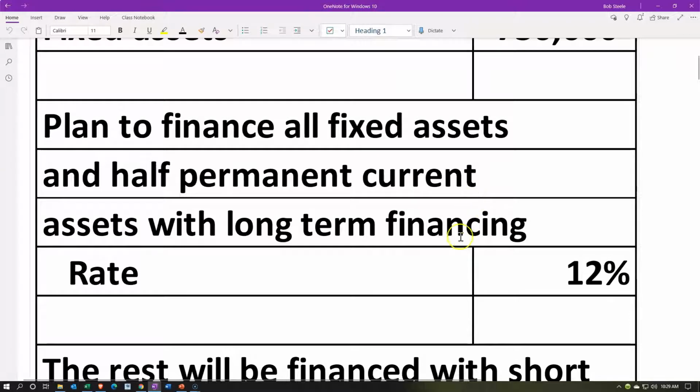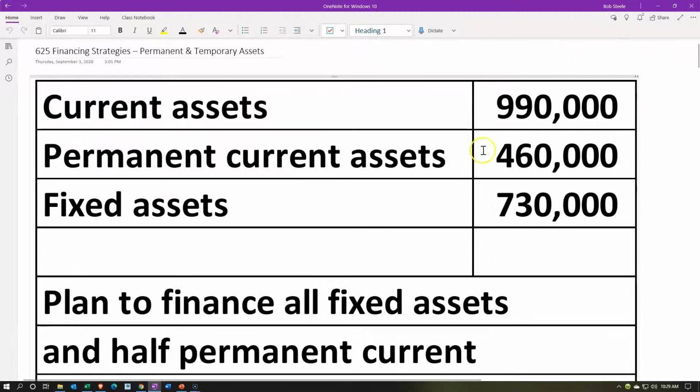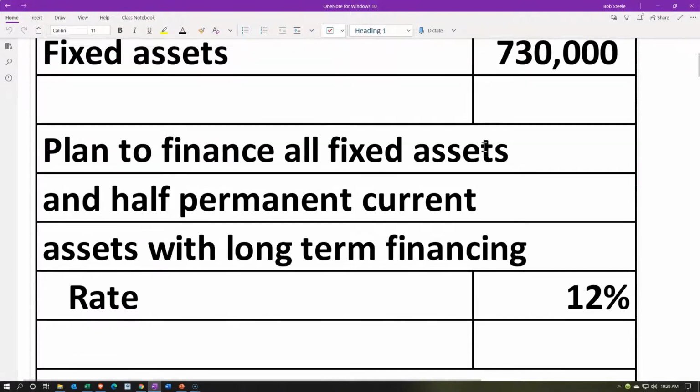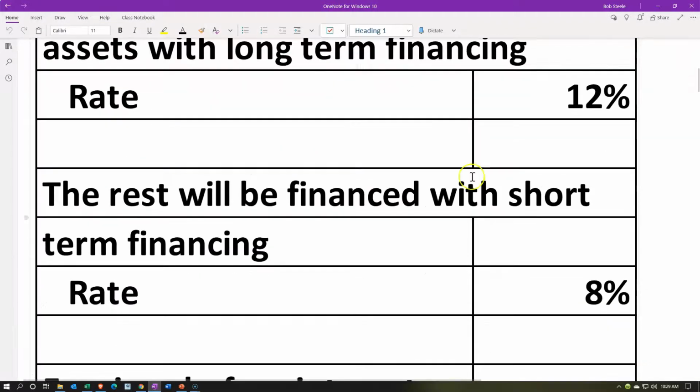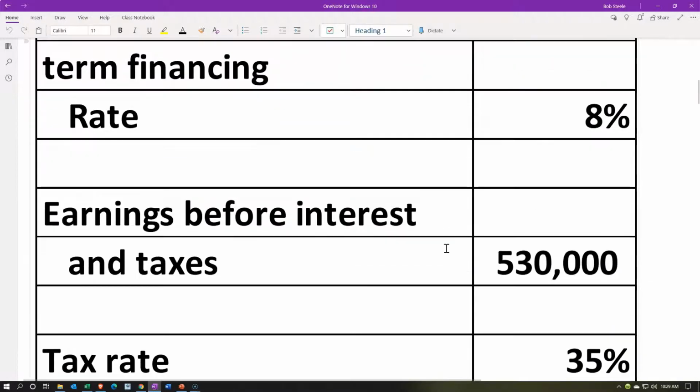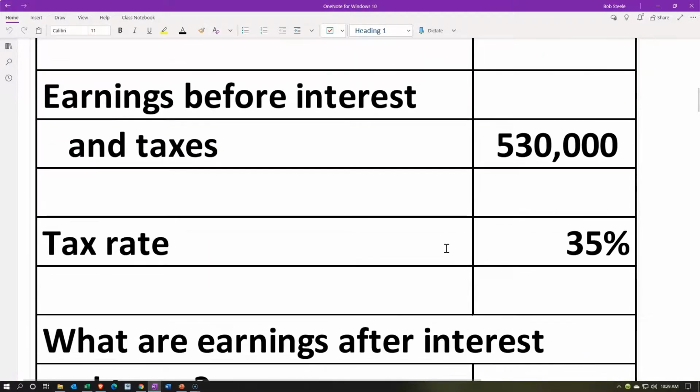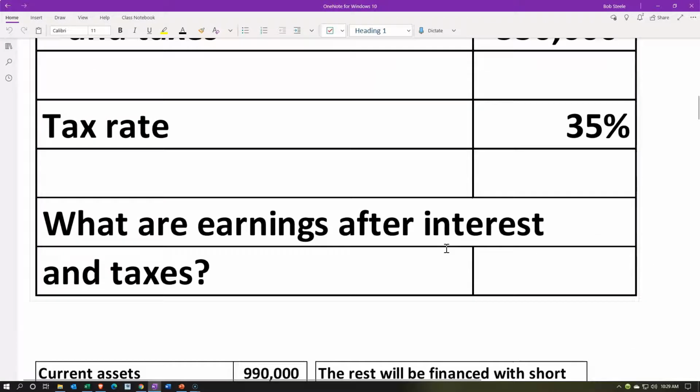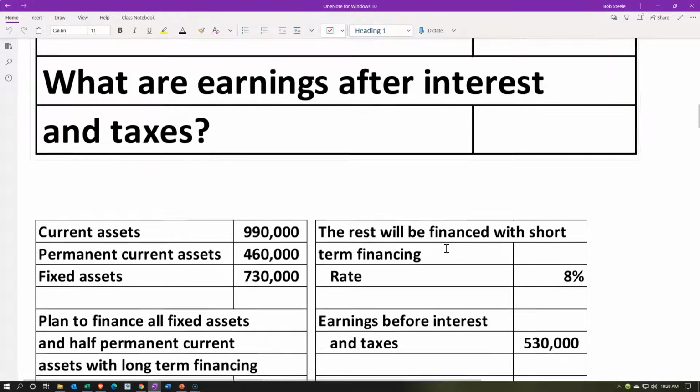So we're going to plan to finance all fixed assets and half of the permanent current assets with long-term financing at 12%. So notice once we break this information out, then we could start to use it to gauge how aggressive we want to be with financing, how much we want to be financing with short-term versus long-term financing. The rest will be financed with short-term financing, rate 8%. The earnings before interest and taxes, $530,000, tax rate 35%. What are the earnings after interest and taxes?